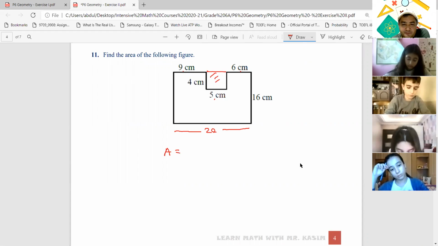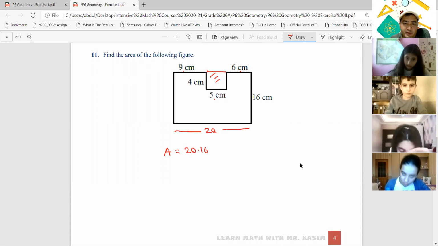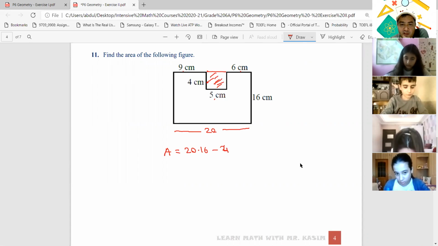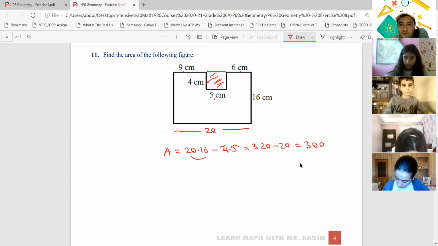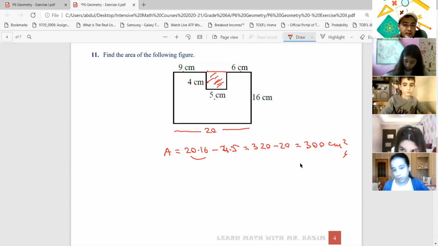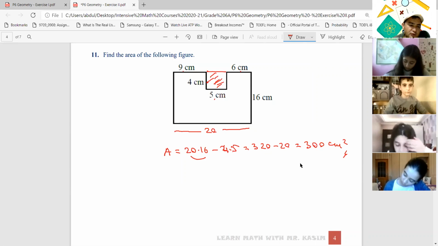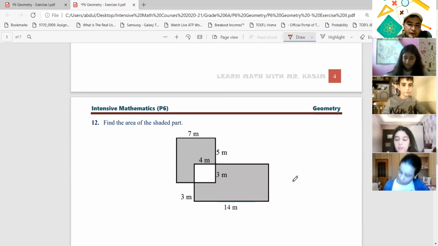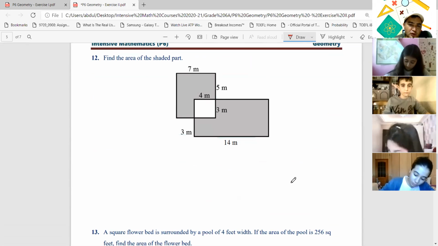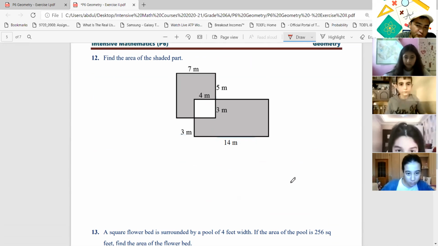So what is the area? 20 times 16, but this shaded region is removed, so I need to subtract, right? Minus 20, that's 4 times 5. 20 times 16, 320 minus 20. So the area of this figure is 300 square centimeters. Now, if you're ready, you are going to solve the next question. Question 12. This is a little bit challenging question. That is a SASMO question. You have 2.5 minutes. Time starts now.